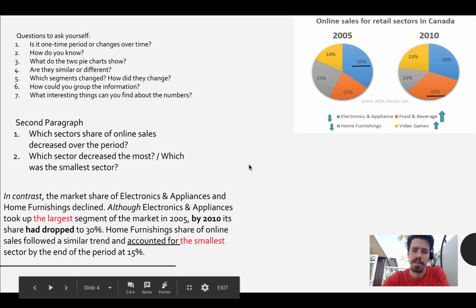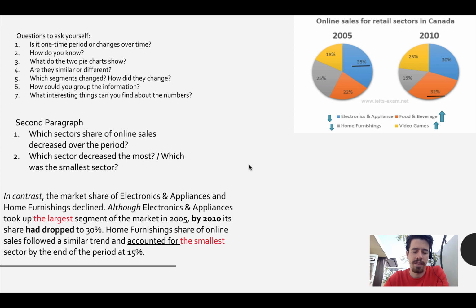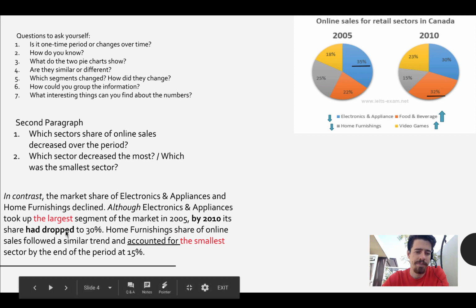Okay, so we've included the two which decreased, and we said that they are the smaller sectors. Notice we're not using "decreased" all of the time. So we've used "declined" and "had dropped" here. Okay, and there are also connections between the sentences and from this paragraph to the previous paragraph.